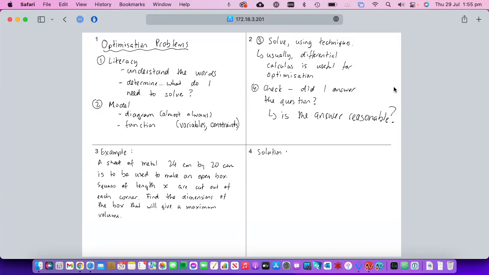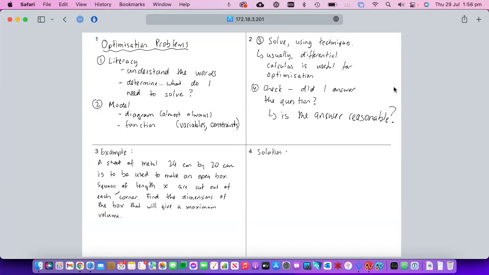Yay! Excellent. Everyone understand every single word? Anyone got any questions over those words? Dimensions? Good. So the dimensions of a box refers to length, width, and height.